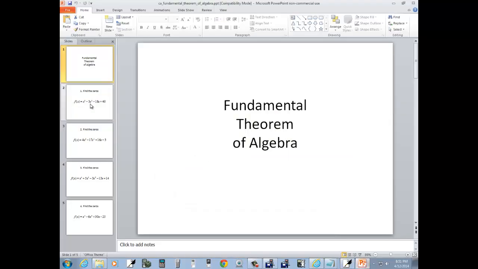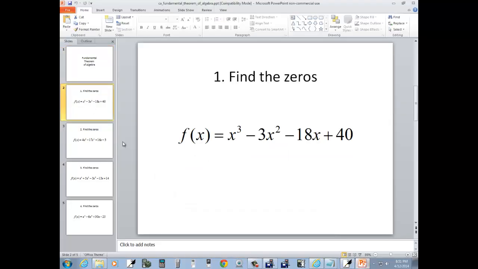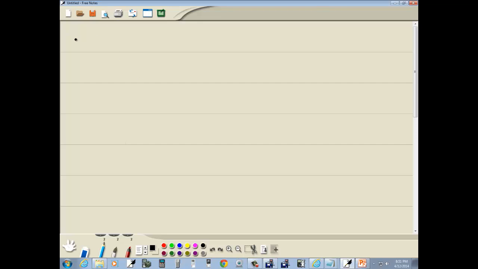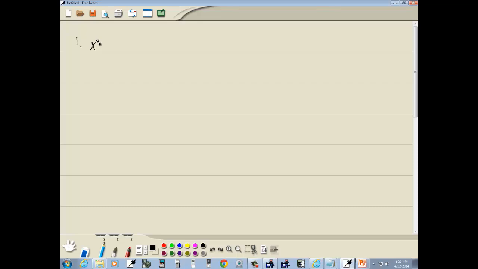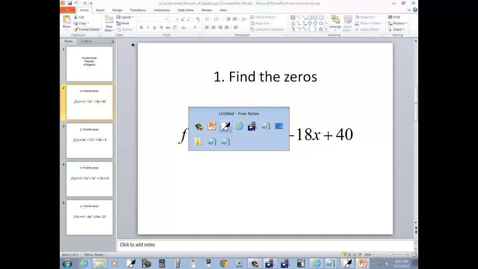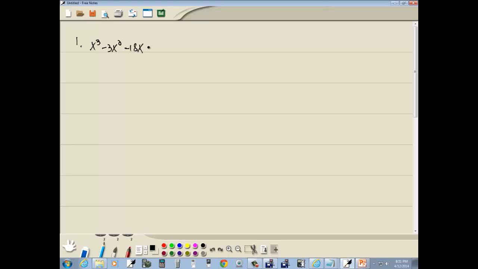Let's take a look at our first problem. It says find the zeros, which means we're going to set this equal to 0. So we've got x to the third minus 3x squared minus 18x plus 40 equal to 0. Now, one of the things the fundamental theorem of algebra tells us is that when you're dealing with a polynomial, the largest power, that's our degree, tells you how many answers you have. So we're going to have 3 answers.